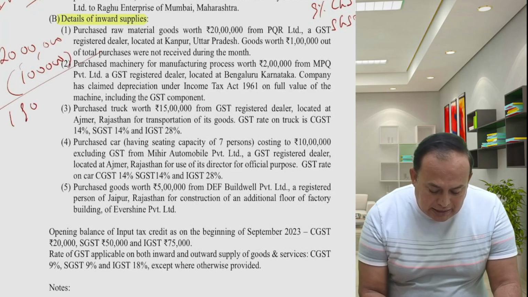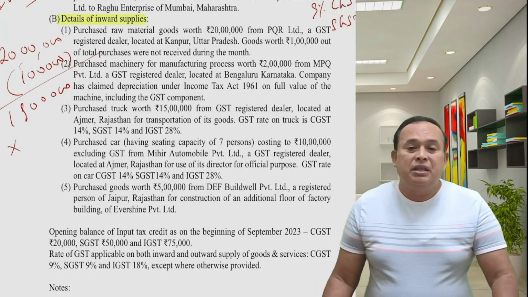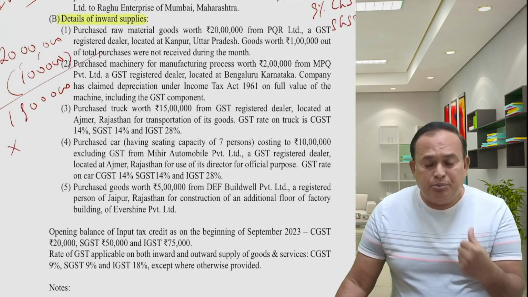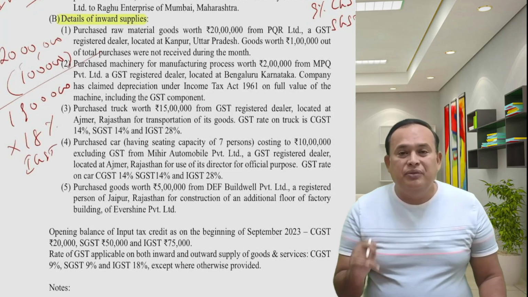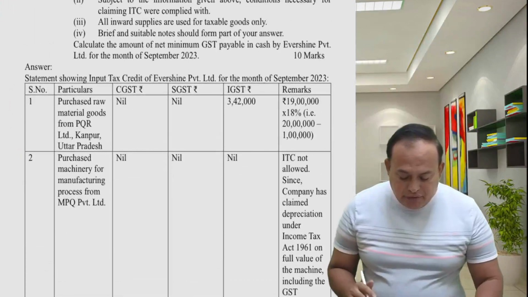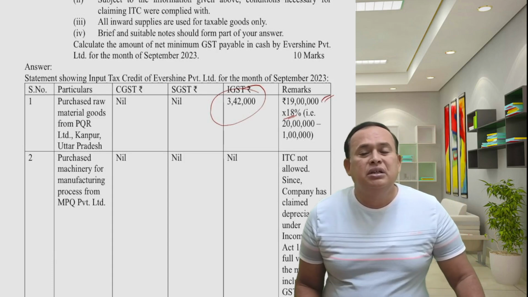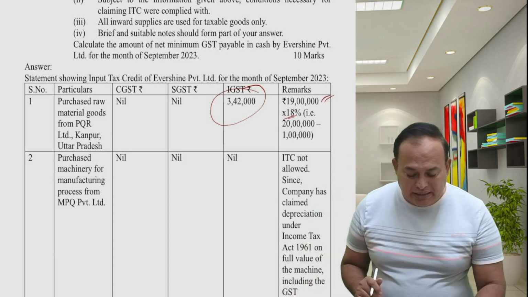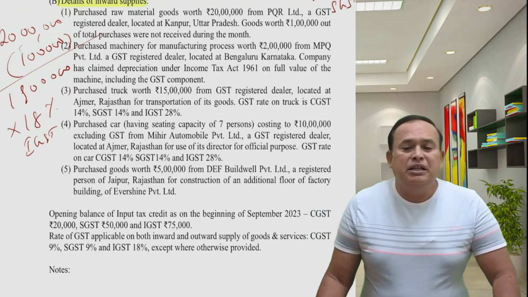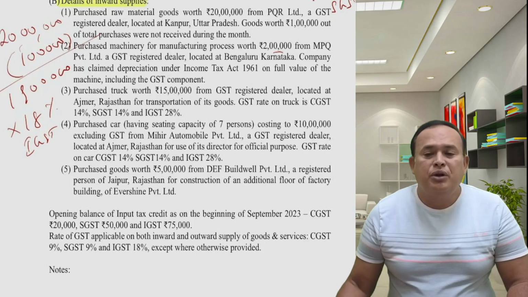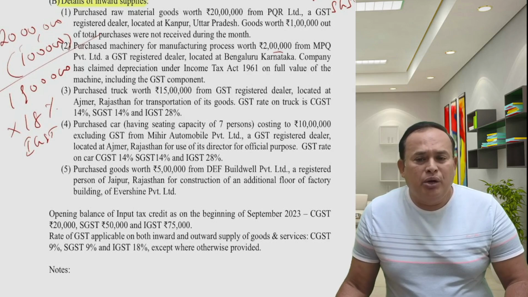Therefore, balance 19 lakhs. On 19 lakhs, the interstate inward supply, they have purchased from Uttar Pradesh. Therefore, on interstate purchases, 18% of IGST on 19 lakhs qualifies for input tax credit. If you see here, on 19 lakhs, 18% GST, 3 lakh 42,000 is the IGST, which qualifies for input tax credit. Further, my dear friends, point number 2, inward supplies. Purchase of machinery for manufacturing process worth rupees 2 lakhs from MPQ Private Limited, a GST registered dealer located in Bangalore, Karnataka.